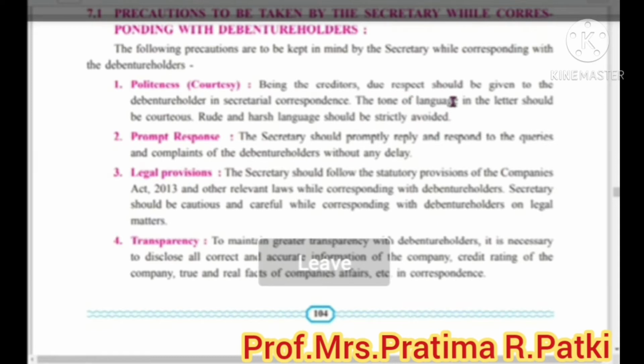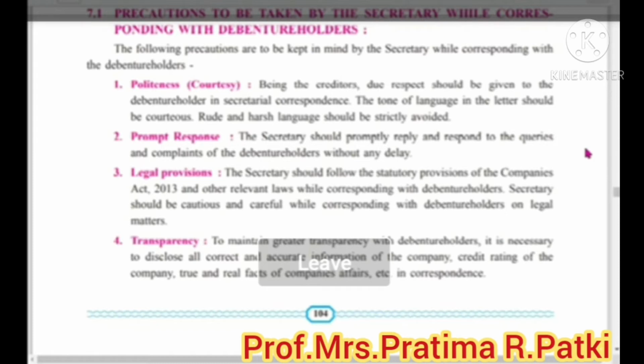The tone of language in the letter should be courteous. Rude and harsh language should be strictly avoided because we are taking money from them, right? And also, in general, we should always be polite in our words and action. Next is prompt response. The secretary should promptly reply and respond to the queries and complaints of debenture holders.